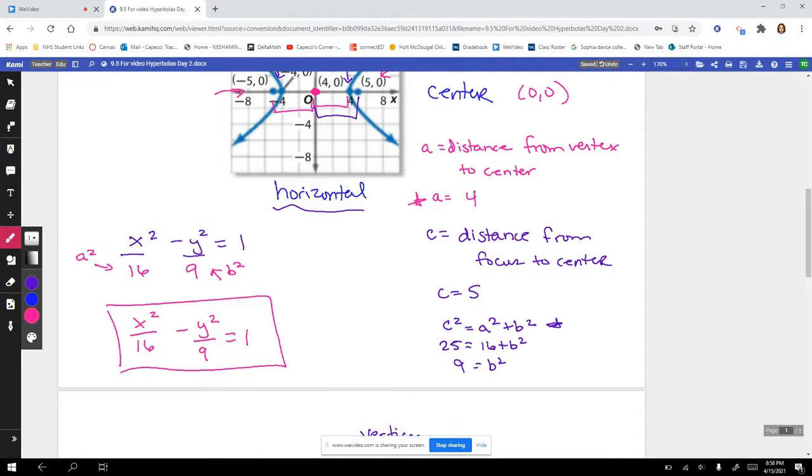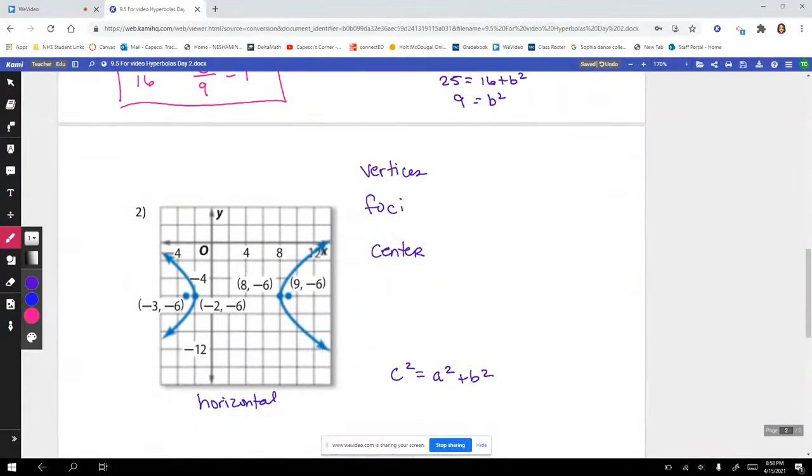All right, let's look at our second equation. Not quite as easy this time. Let's pull out what we know. By the graph, we know that our vertices are (-2, -6) and (8, -6). We also know that our foci are (-3, -6) and the other one is (9, -6).